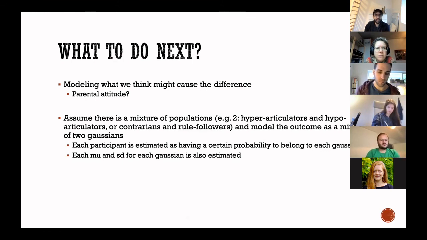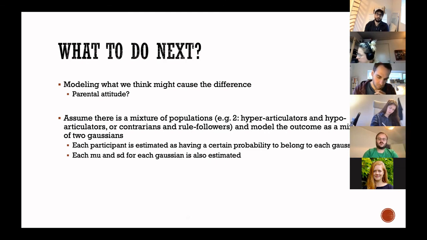So what to do next? Well, what we would need to do is to model, for instance, what we think might cause the difference. I already mentioned parental attitude, but we could also measure, for instance, the dialects that the different mothers are speaking, and so on and so forth. We should go back to the drawing board and think, given the knowledge that we have of this domain, what could be the causal mechanism of the variation?